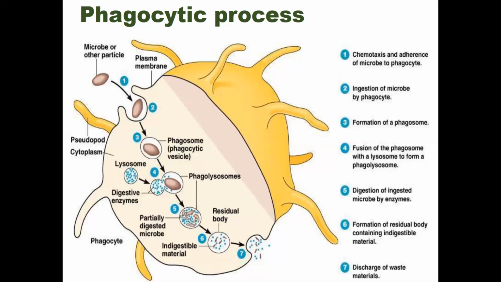Okay, a number of chemotactic factors that attract those macrophages are actually secreted by these microbes and foreign particles. By these chemicals, these phagocytes are attracted. And the second phase of the phagocytic process is phagocytic adherence. To engulf or digest these microbes, these phagocytic cells have to adhere to those microbes.